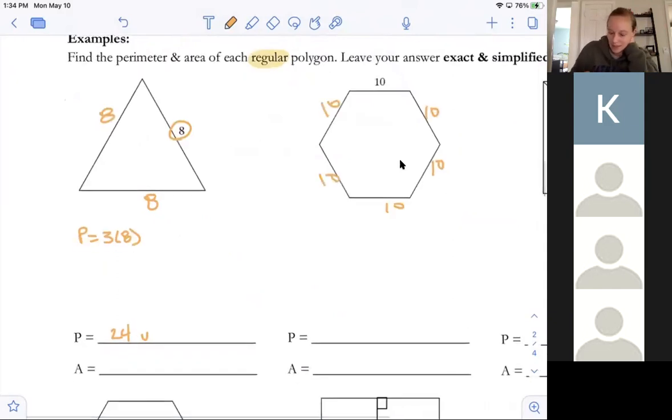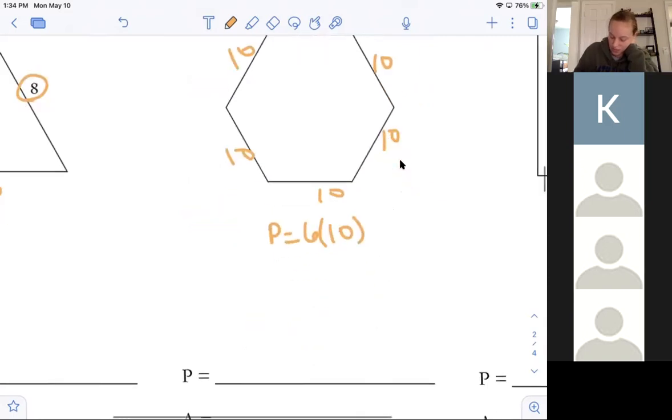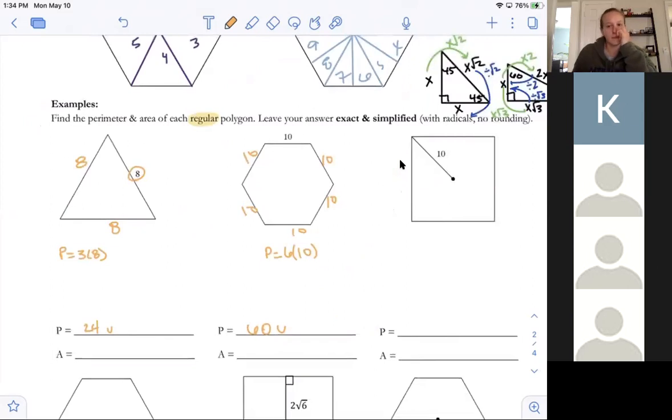I'm going to do the other one at the same time because it's super easy. This time my perimeter is 10 and there's 1, 2, 3, 4, 5, 6 of them. So I'm going to do 6 times 10, which is 60 units. The next one looks a little tough, so I'm not going to do perimeter for that. I'm going to come back and do my area for these two before I move on. Any questions on perimeter? Okay.